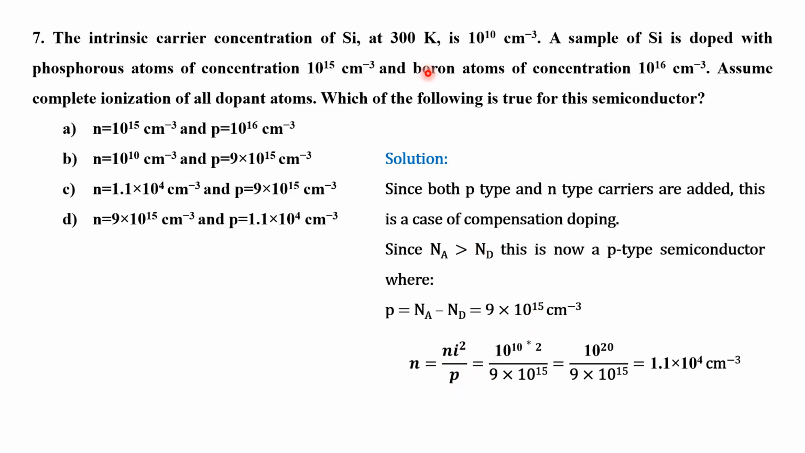Suppose it was an n-type. Finally, if phosphorus was more and it was n-type, same logic you have to use. In that case, it will become Nd minus Na and you will find P using the value of n. That's all. So is it clear to you? The final answer will be option C.